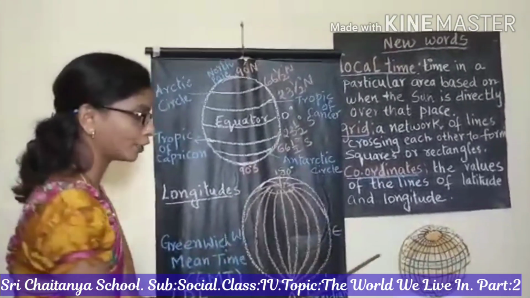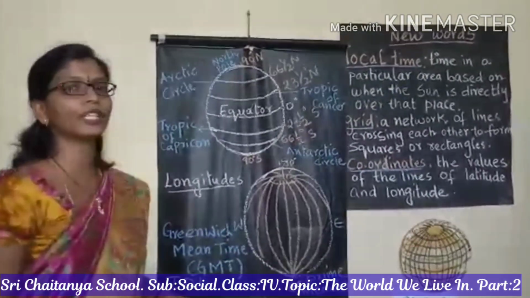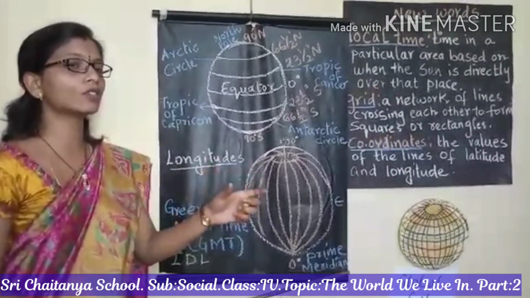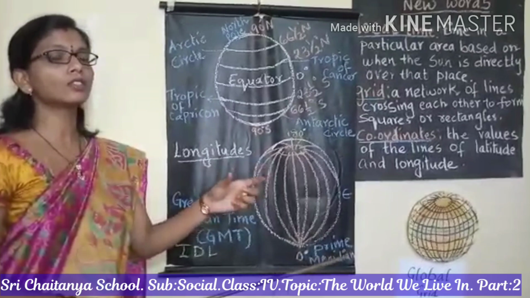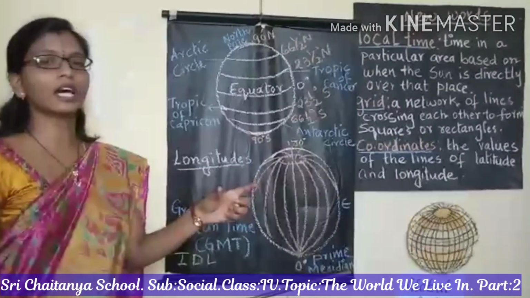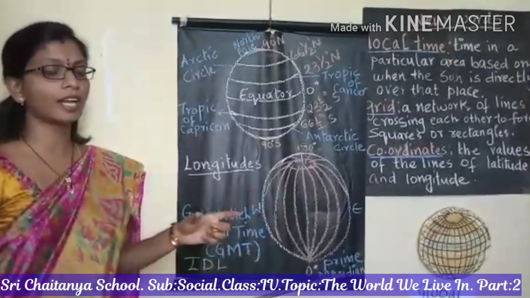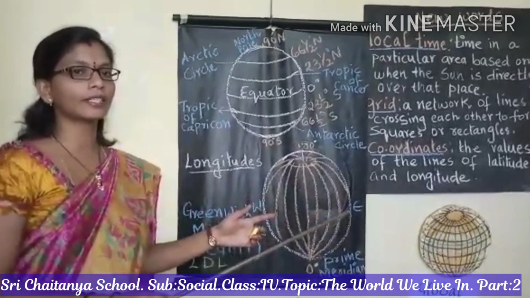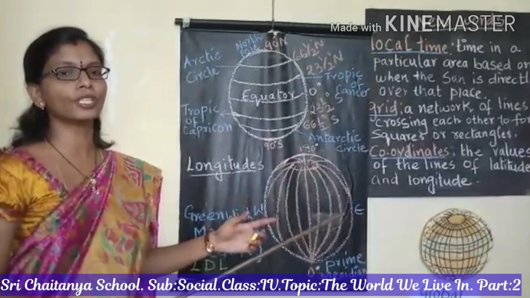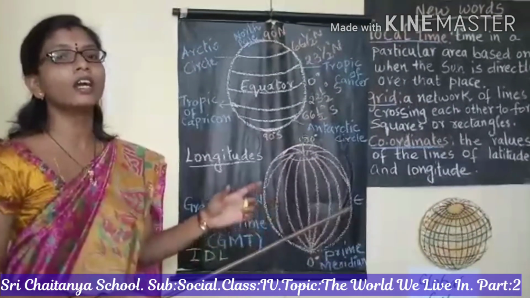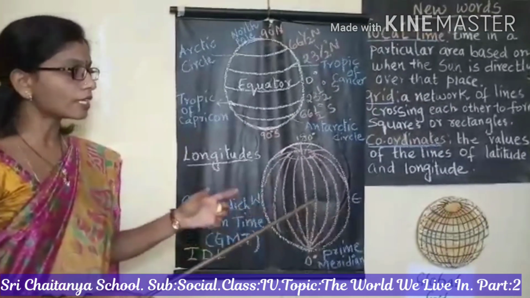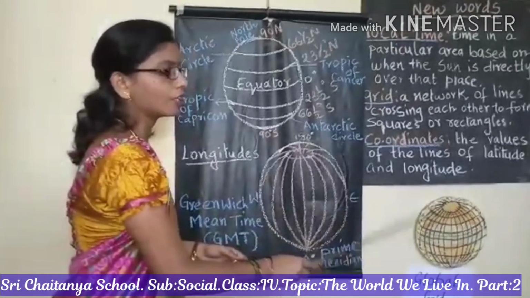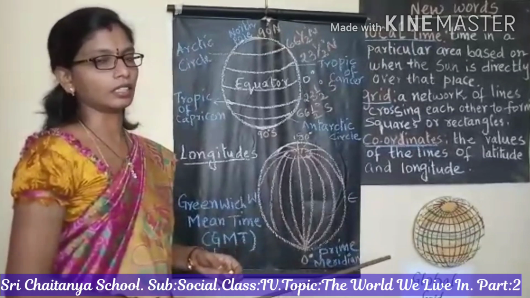The lines of latitude and the lines of longitude are numbered, children. The values given to the lines of latitude and longitude are known as coordinates. Now, for Delhi, 28.6 degrees north latitude and 77.2 degrees east longitude are the coordinates. So, it helps us to locate a place on the grid, on the earth, easily.